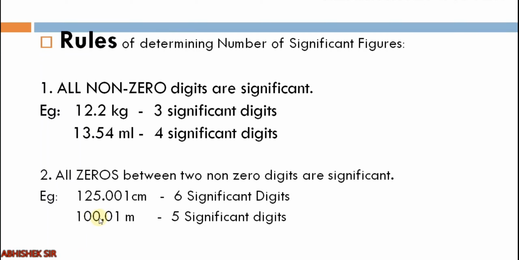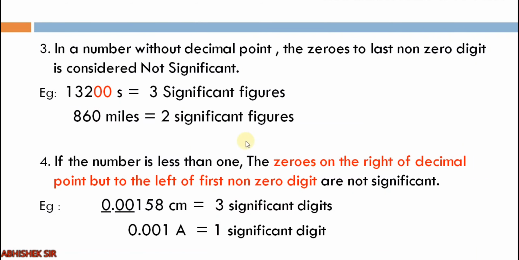So in between there are three zeros. So all the zeros are significant. So 1, 2, 3, 4, 5 significant digits are there. So all the zeros between two non-zero digits are significant. Next is in a number without decimal point.